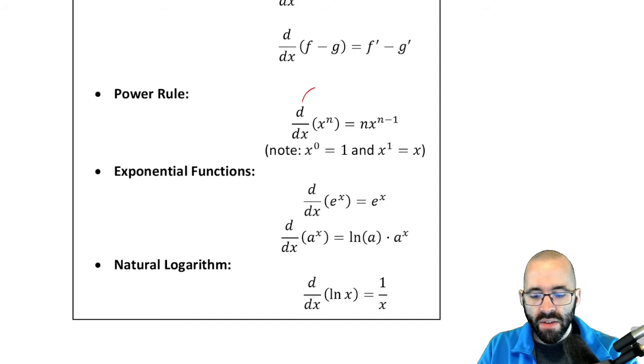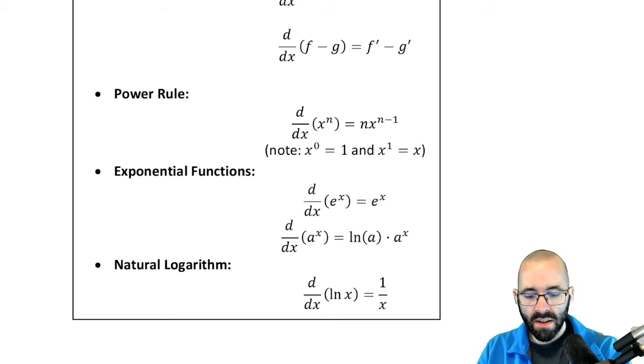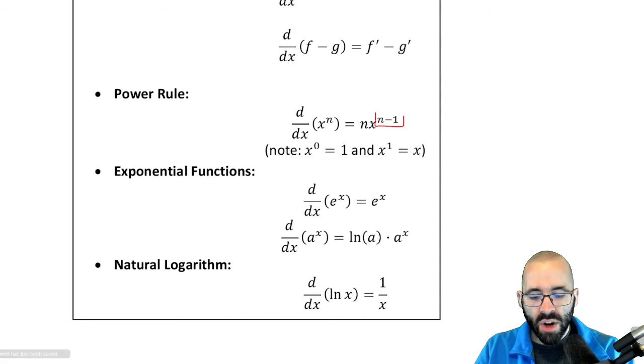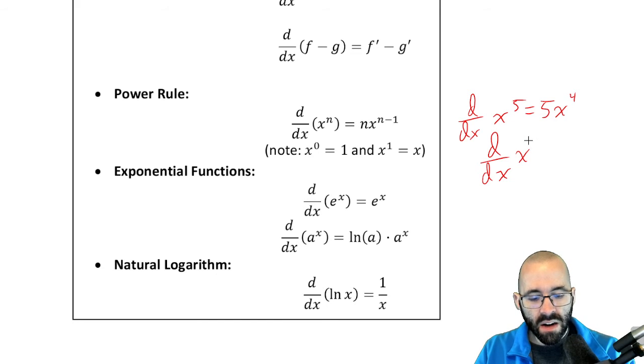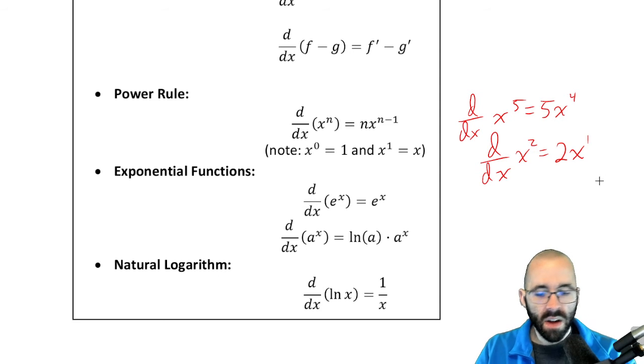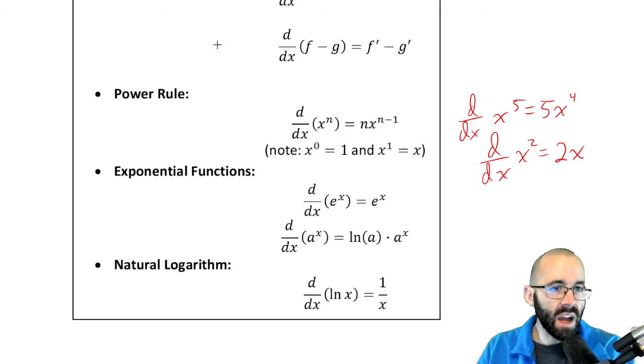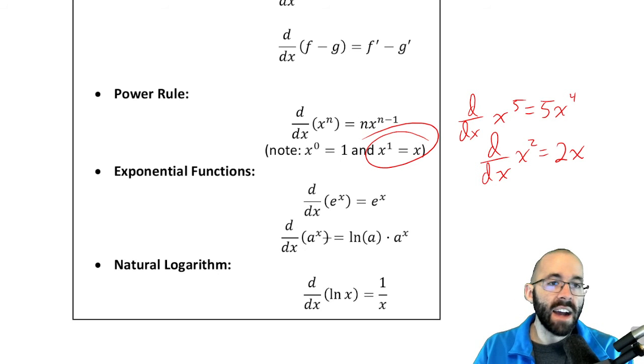But this just says that the derivative of some monomial, the derivative of x raised to some number, is you bring down the exponent and then you subtract 1 from the exponent. So what this means is that the derivative of x to the 5th, that 5 comes down in front, and now the exponent is 1 smaller. We get 4. What that means is that the derivative of x squared, the 2 comes down, the exponent is 1 smaller. We usually don't write the 1 if x to the first power is just the same as x.